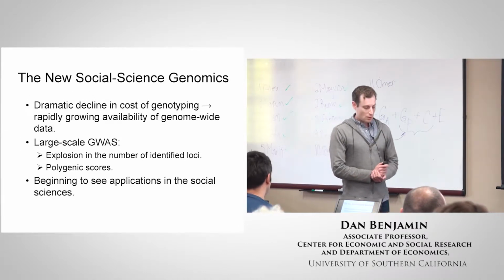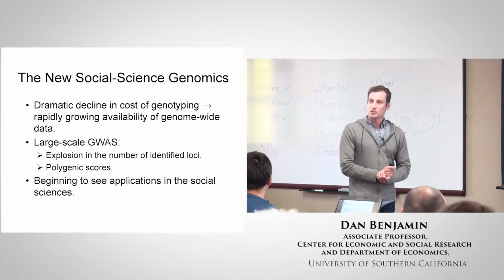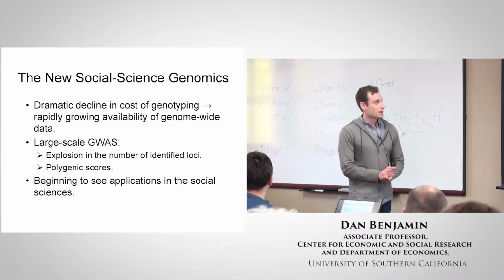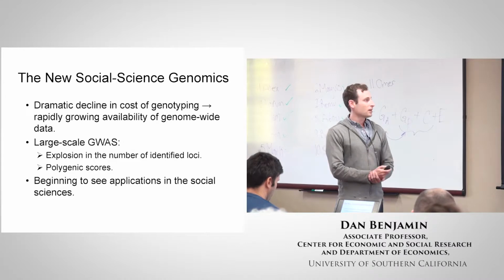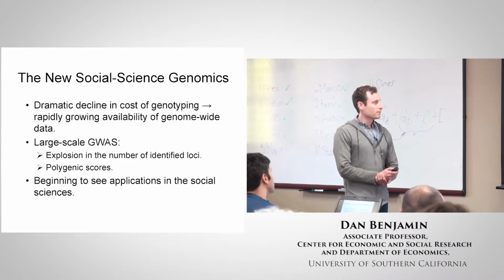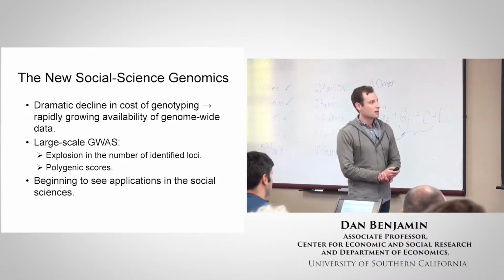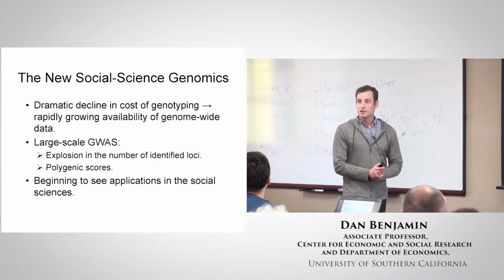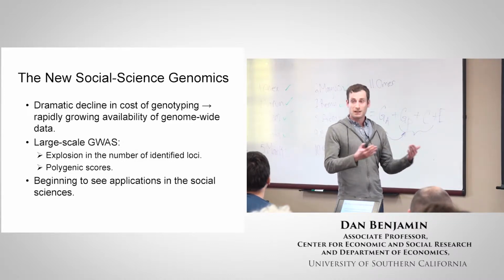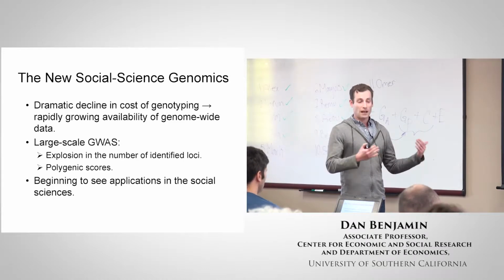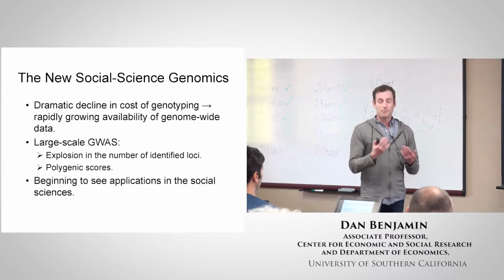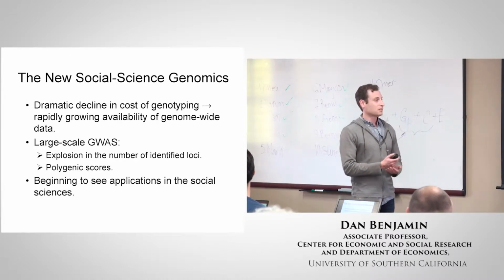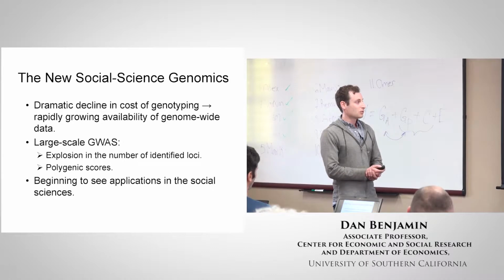So we've seen a big change in social science genomics in the last few years. I think it's largely driven by the dramatic decline in the cost of genotyping, which means that there's now a lot more data available than there has been before. That's made it possible to do large-scale GWAS that have led to an explosion in the number of loci that have been identified with medical and other kinds of traits. It's meant that we can now build polygenic scores that are predictive of a large, growing set of traits.